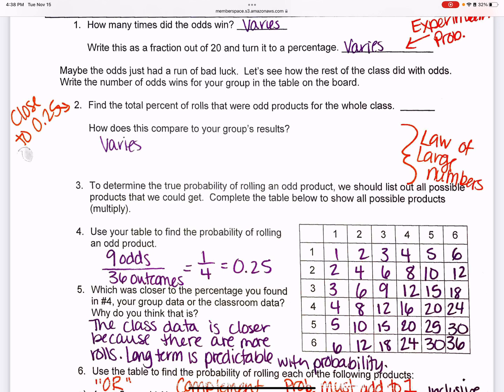When you start doing the simulations, you start seeing that it gets really close to 25% most of the time. So the class data is obviously closer to the actual probability more often than not, because it's a long-term probability. One person might have gotten exactly 25%, or 2 or 3 or 4 might have. But in general, when you put the whole class data together, it finds the average right at 25%, which is more accurate than any one particular person's simulation.